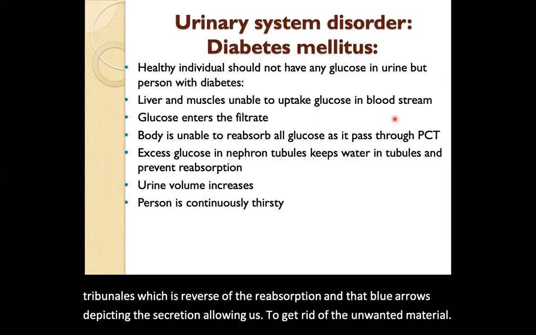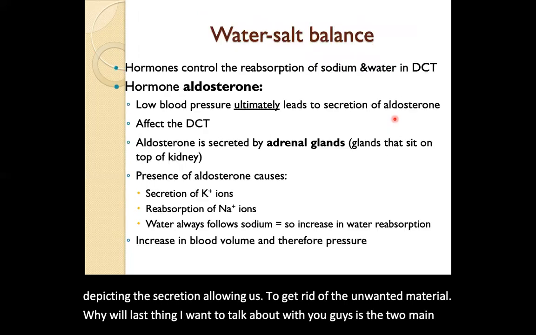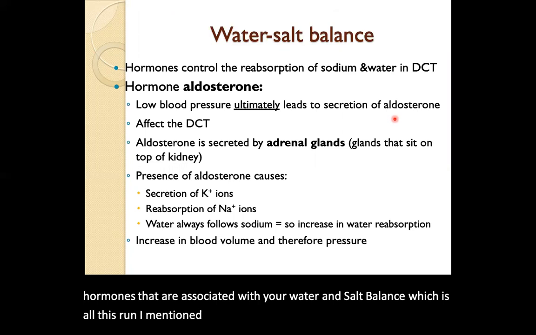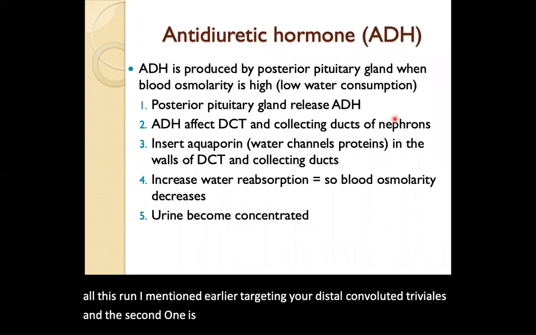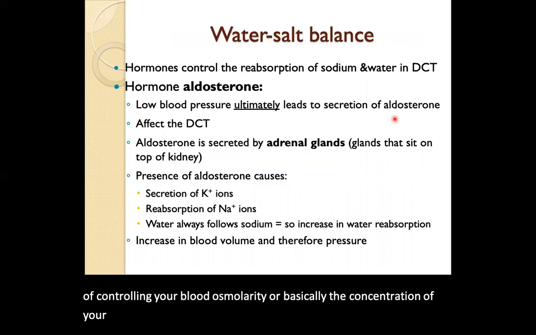Now, one of the last things I want to talk about with you guys is the two main hormones that are associated with your water and salt balance, which is aldosterone, I mentioned earlier, targeting your distal convoluted tubules. And the second one is antidiuretic hormone, which is essential in terms of controlling your blood osmolarity, or basically the concentration of your blood. So let's just start by talking about aldosterone.